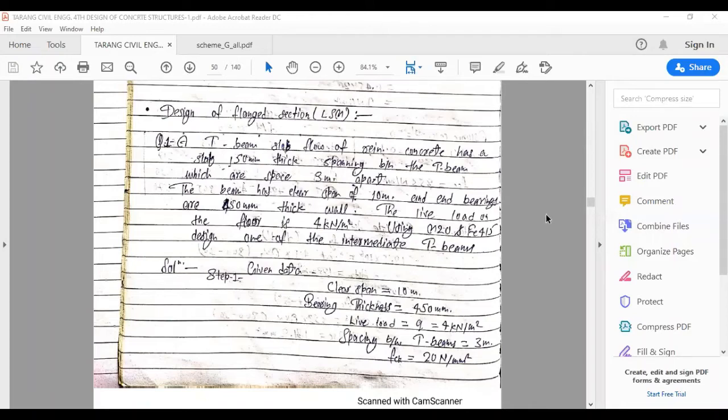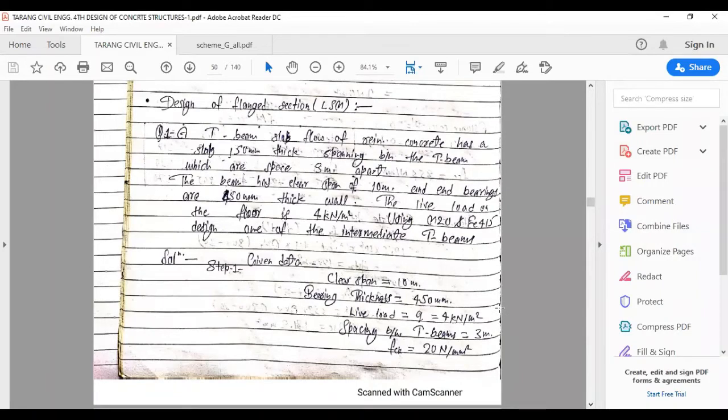As you can see the question on the screen, a T-beam slab floor of reinforced concrete has a slab 150 mm thick spanning between the T-beams which are spaced 3 meters apart. The beam has a clear span of 10 meters and end bearings are 450 mm thick wall. The live load on the floor is 4 kN per meter square. Using M20 and Fe415, design one of the intermediate T-beams.